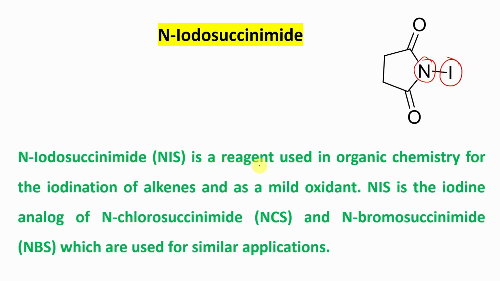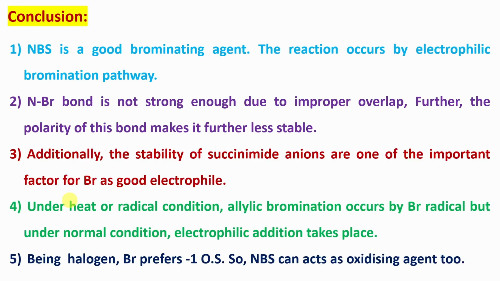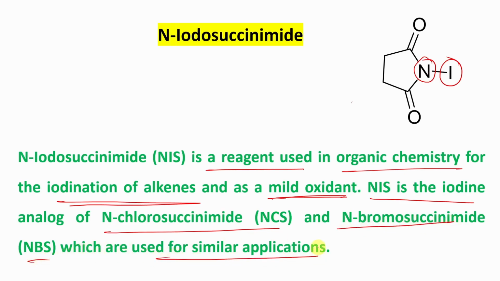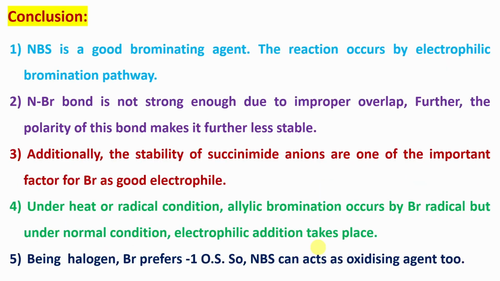So the N-iodosuccinimide reagent is used in organic chemistry for the iodination reaction of alkenes. By the way, for chlorine you can expect chlorination, and for iodine it's an iodination. So it is actually a mild oxidant too, as I have explained in the case of NBS. So NIS is the iodine analog of NCS and NBS too, with similar properties. So such reagents possibly exist. Now, I guess we have learned a lot.